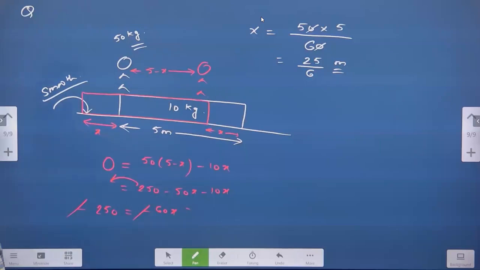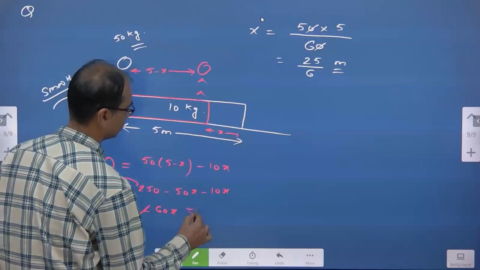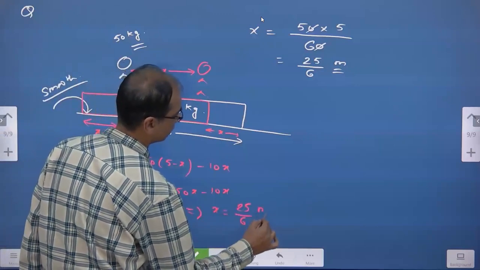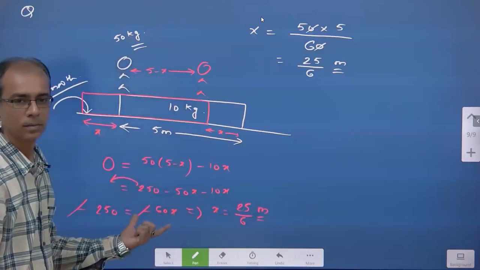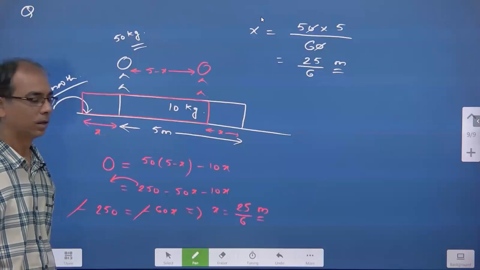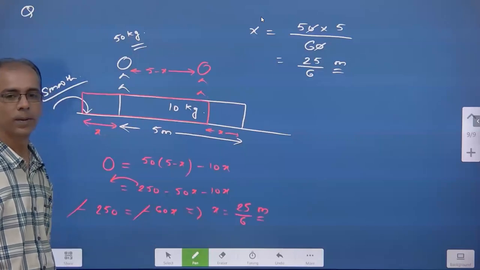So x equal to 250 by 60. That is x equal to 25 by 6. Has everyone done that? In this way, not in terms of the formula. In this way, has everyone done it?